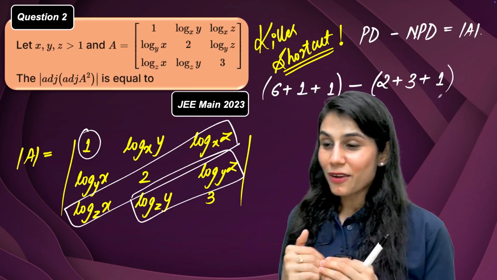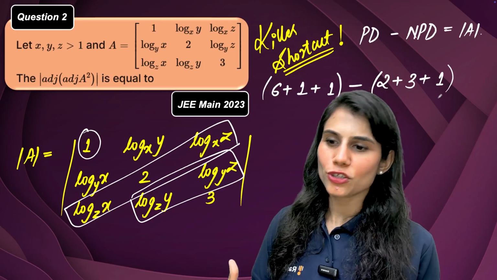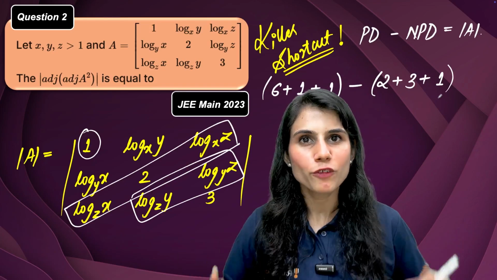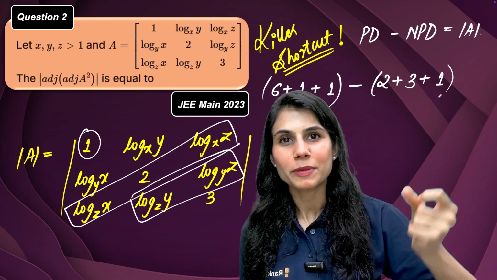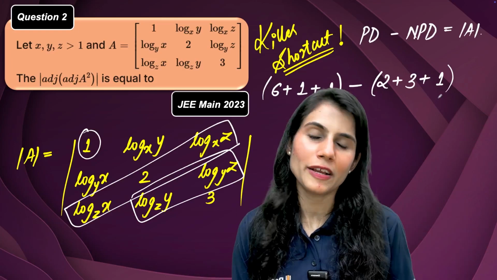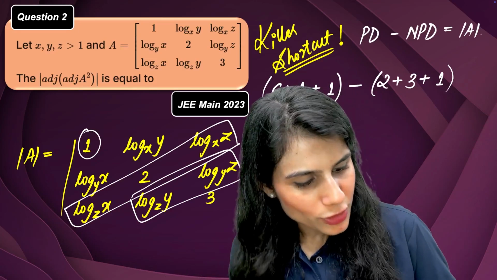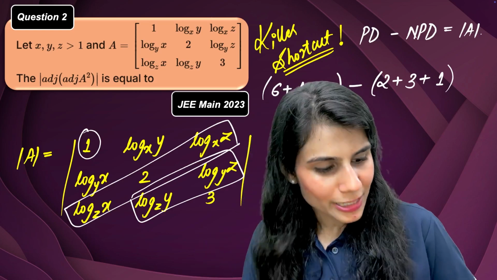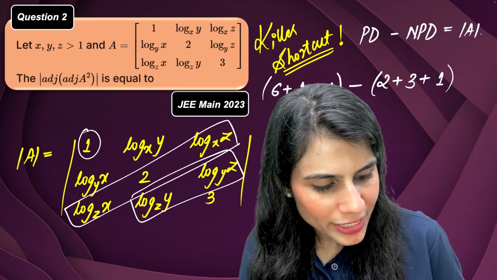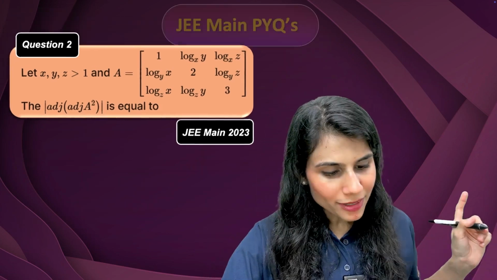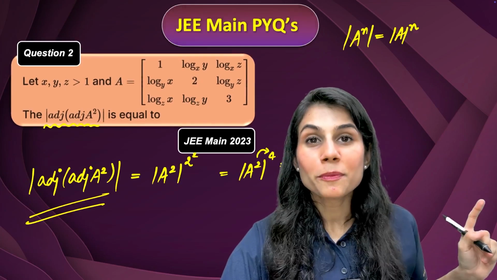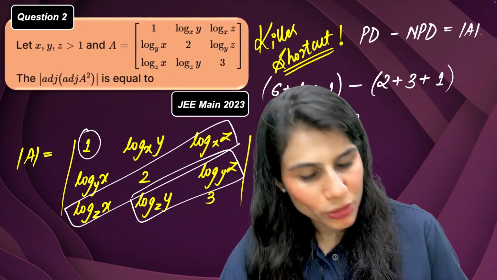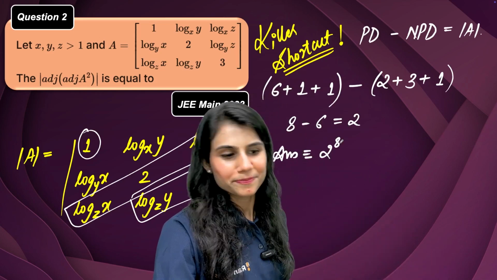While I was teaching you, it's taking a little bit of time, but when you actually learn and apply it in a flow, it takes 10 seconds. So this will give you 8 minus 6. This is 2. So your final answer comes out to be what? Determinant of A is 2. What is the final answer? Remember, all we wanted was determinant of A to the power 8. That means your final answer is nothing but 2 to the power 8. That's your final answer.